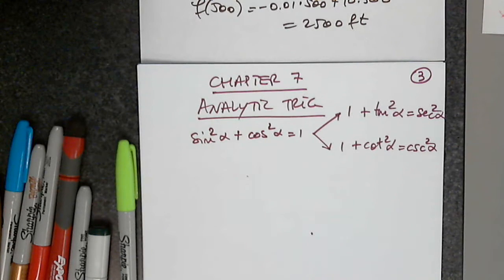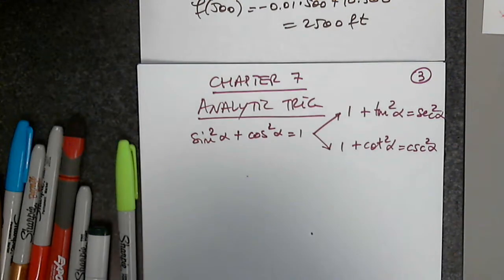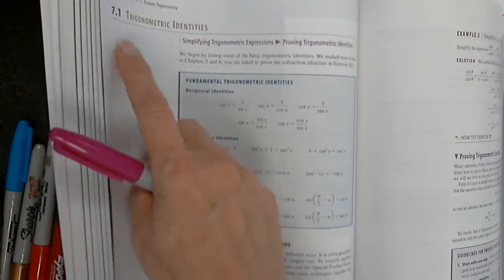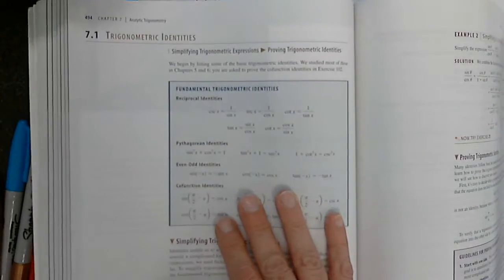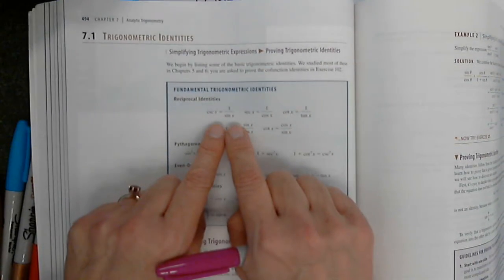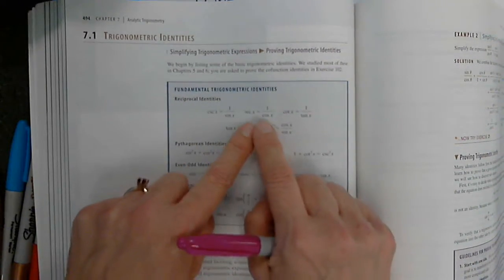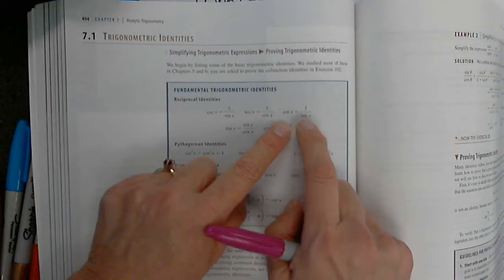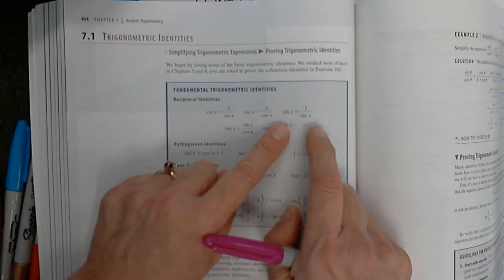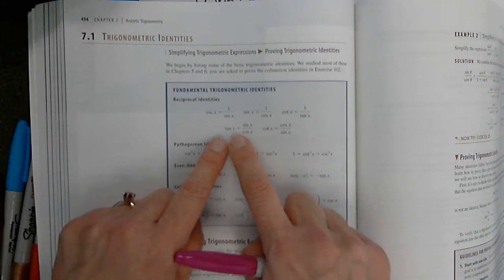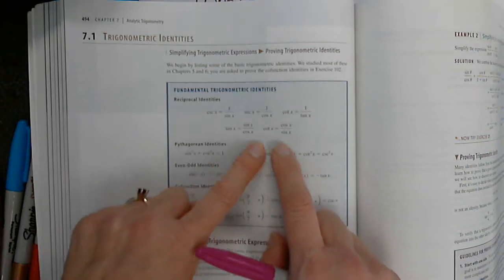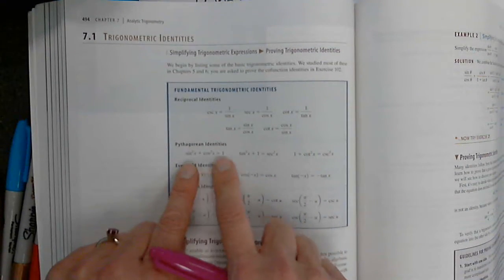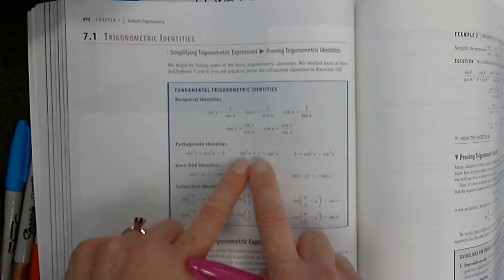Now, other trig identities that I would like to mention are right here in 7.1. We know all of them, right? We know that cosecant is one over sine. We do know that, right? Okay. Secant is one over cosine, correct? Cotangent is one over tangent, or tangent is one over cotangent. We know tangent is sine over cosine. Right? We know cotangent is cosine over sine. We know these.